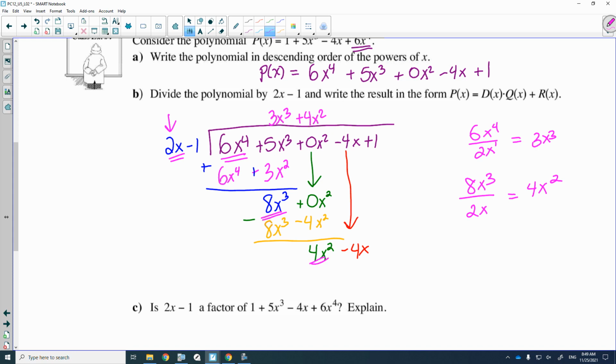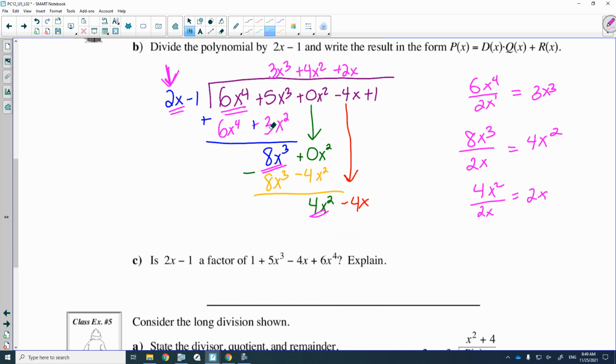This term, 4x squared, divided by the first term of your divisor, 2x, gives 2x, and then multiply. So it's very repetitive, same thing over and over again. 2x times 2x is 4x squared, and 2x times negative 1 is negative 2x. This is going to give you negative 4x, and then we're going to have an addition here. That's going to give you negative 2x. Bring down your last term, which is the plus 1.